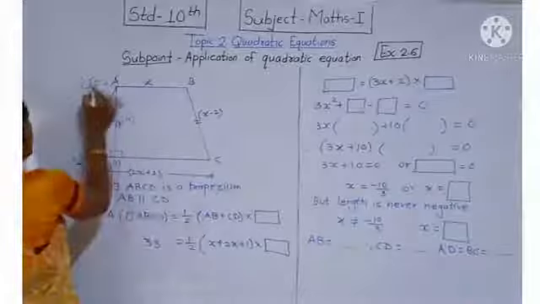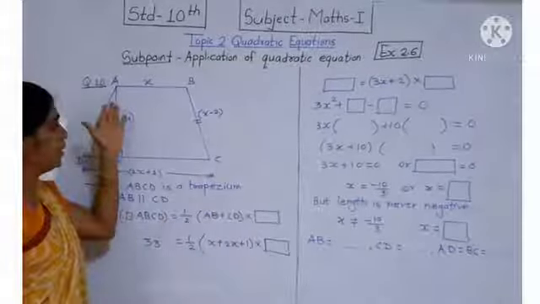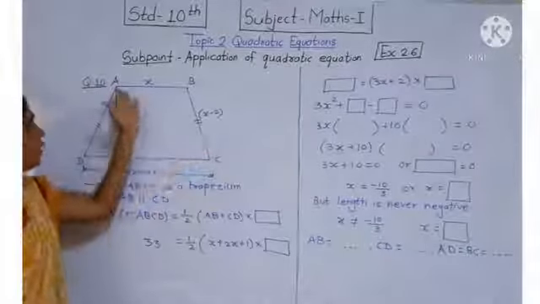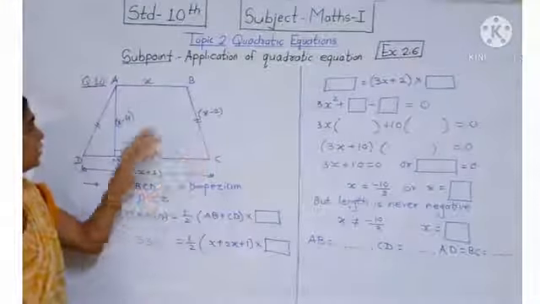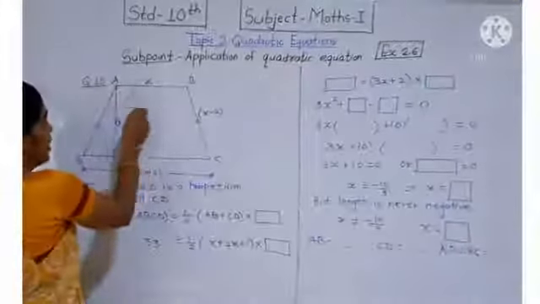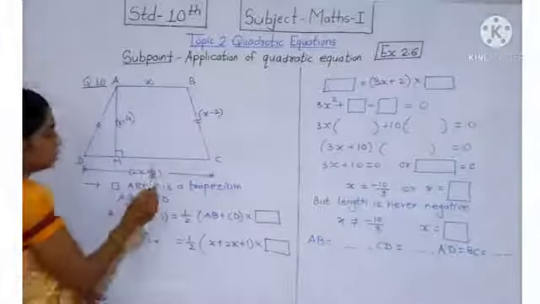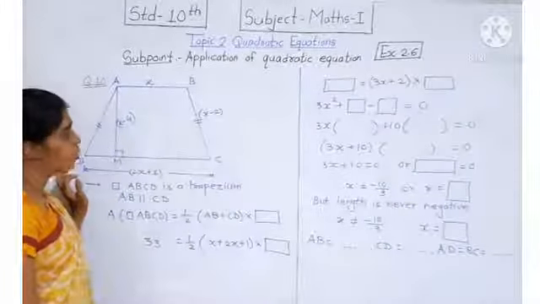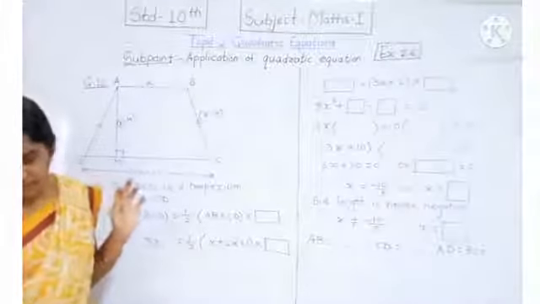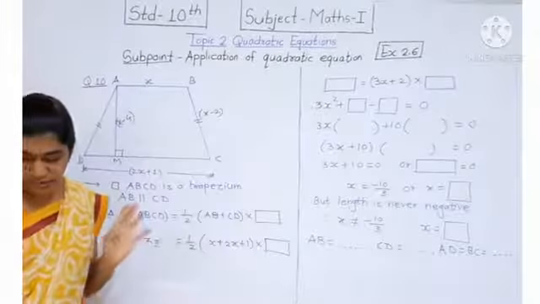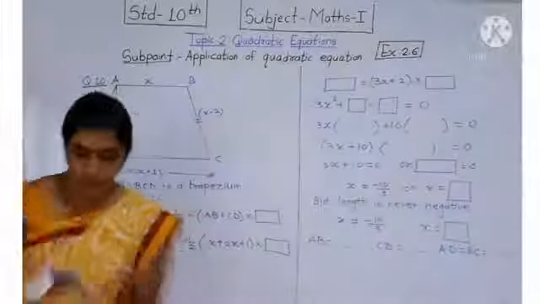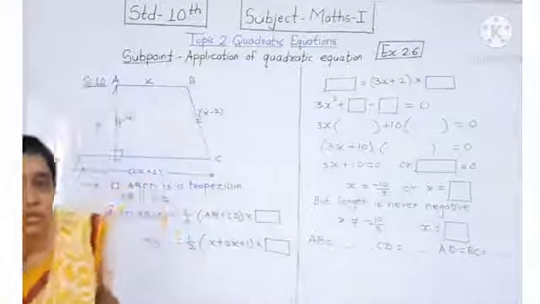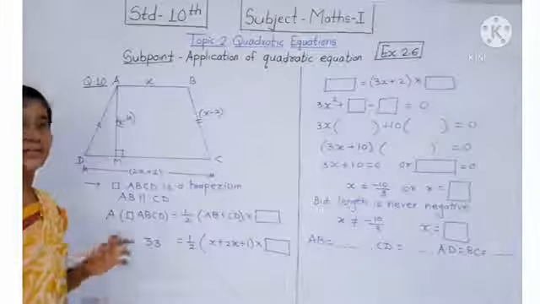See question number 10. Here we are given one trapezium ABCD. We are given AB is parallel to CD. We are given some measures: AB is x, CD is 2x plus 1, AM is x minus 4, and BC is x minus 2. And we have to find the values, that is, fill the empty boxes to get the solution. We have to complete this activity.